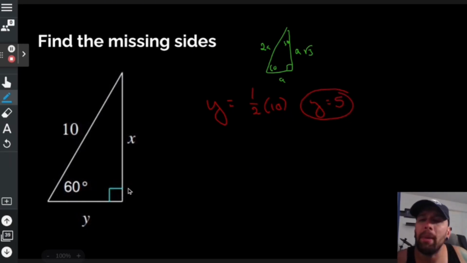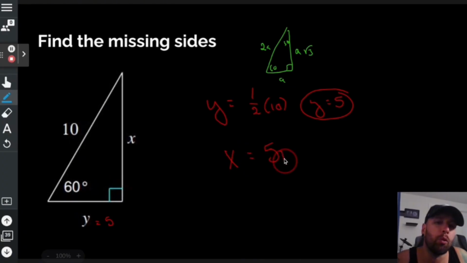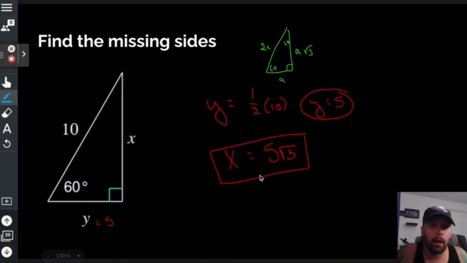What does that make x? If y is 5, for x you're going to multiply root 3 to 5. So x is going to be 5 root 3. Okay?